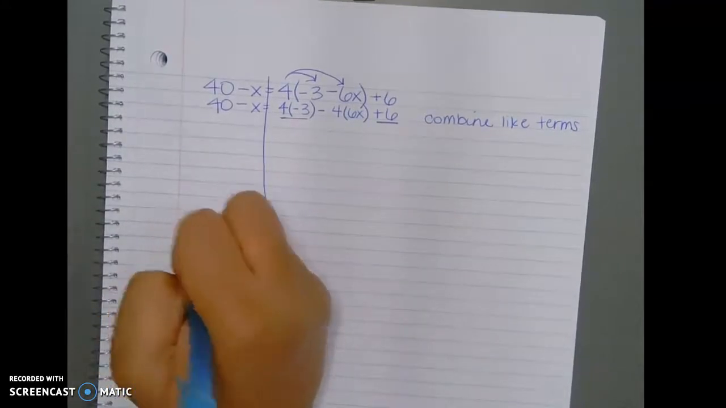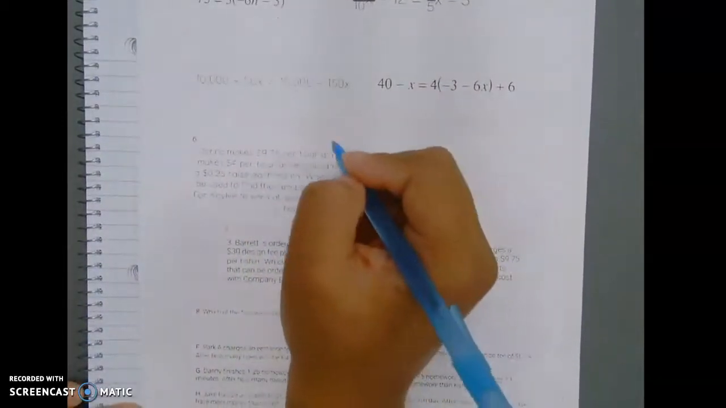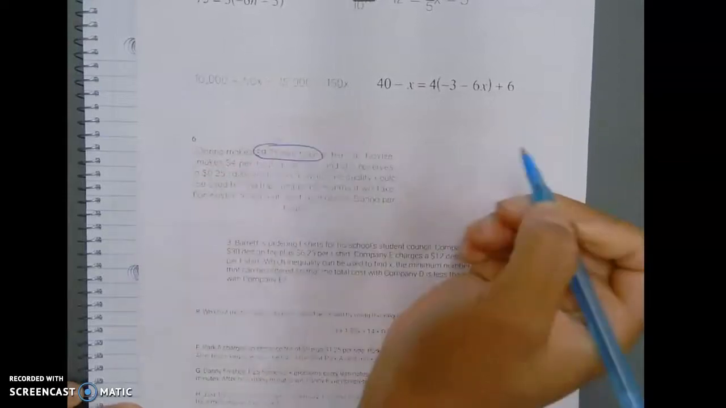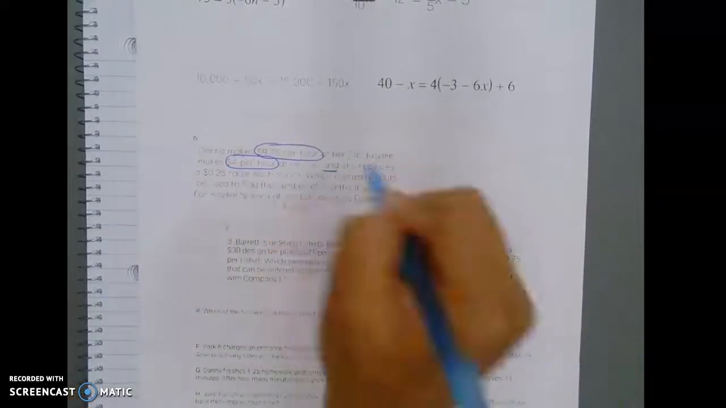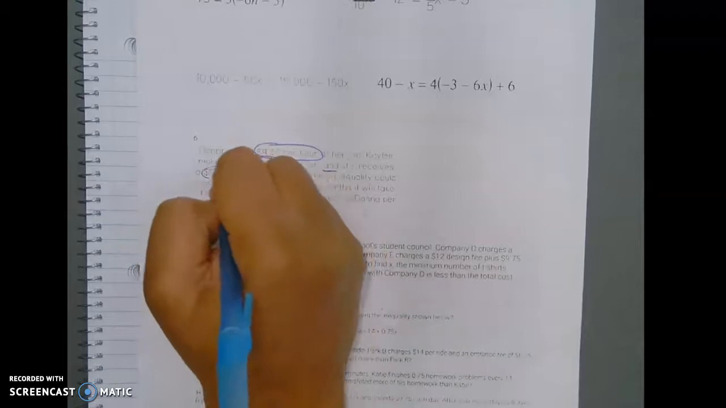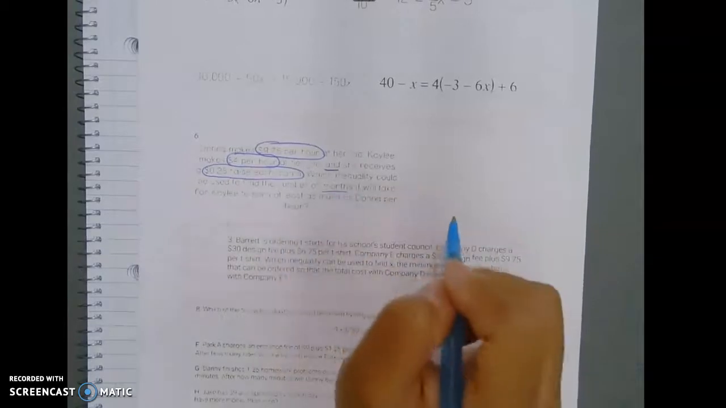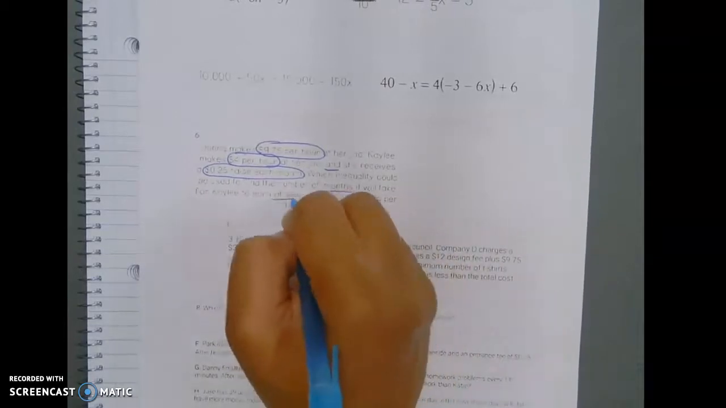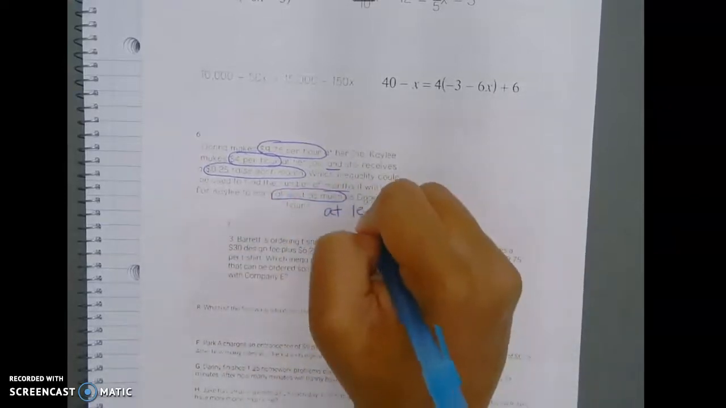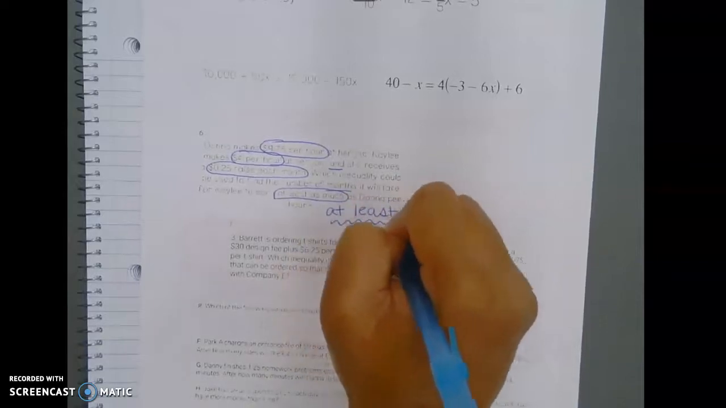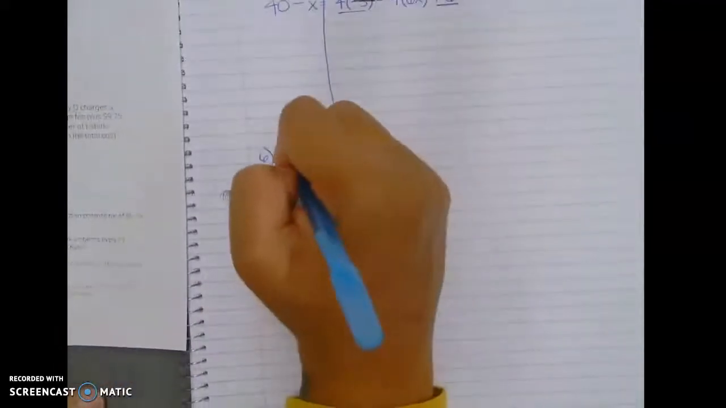All right, number 6. It says Donna makes $9.75 per hour at her job. Kaylee makes $4 per hour at her job, and she receives a 25-cent raise each month. Which inequality could be used to find the number of months it will take for Kaylee to earn at least as much as Donna per hour? At least. So I need Kaylee to be at least Donna.